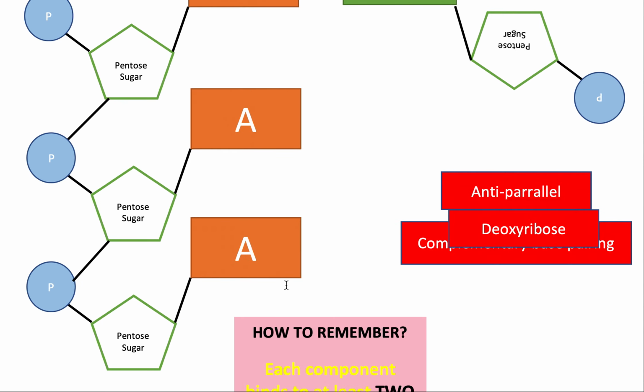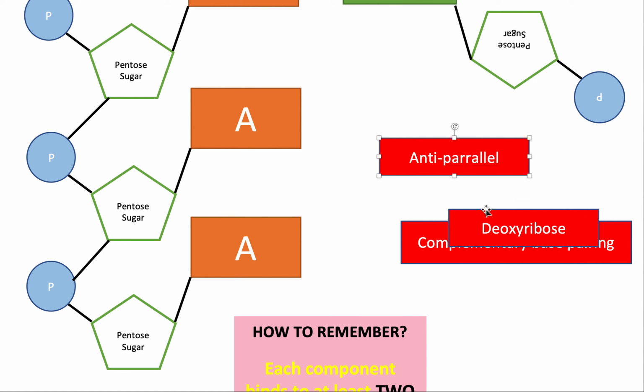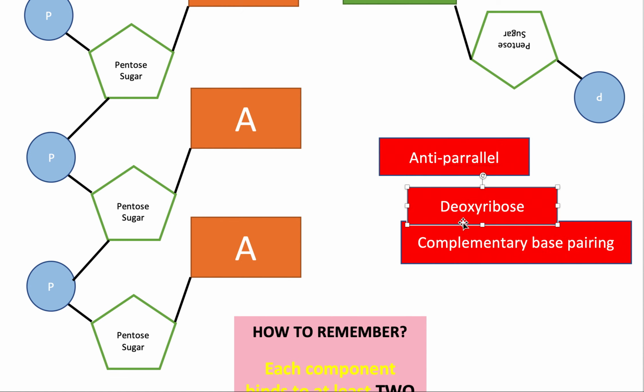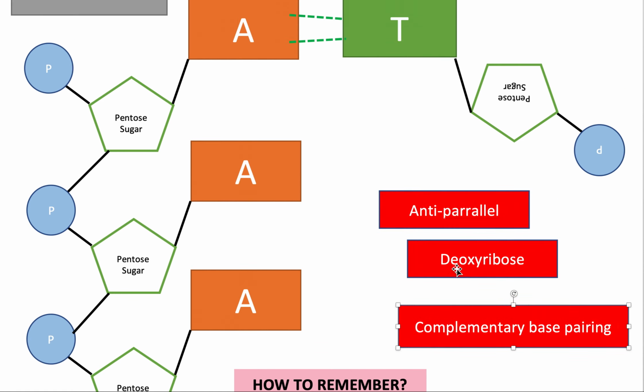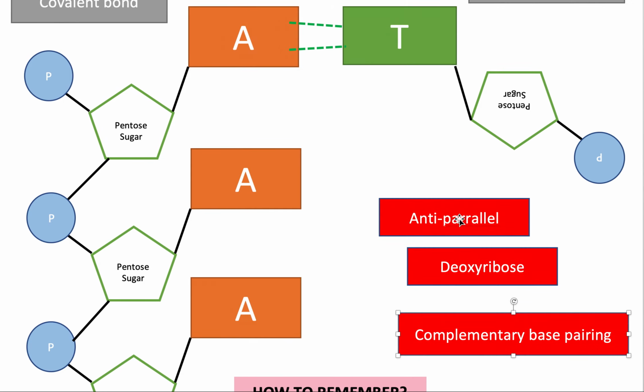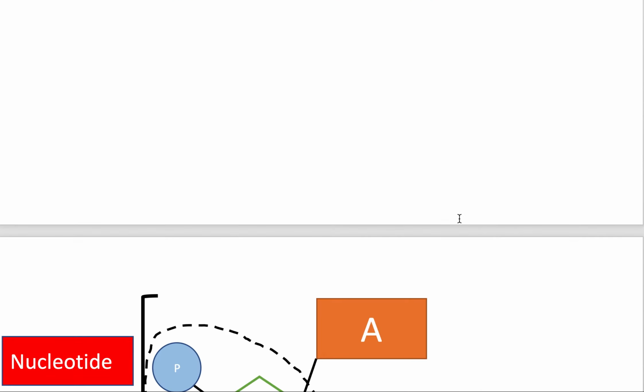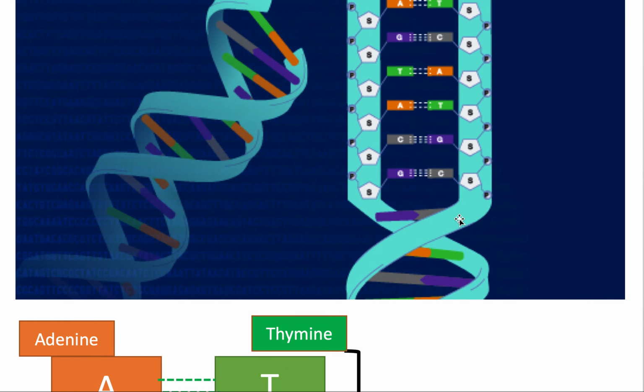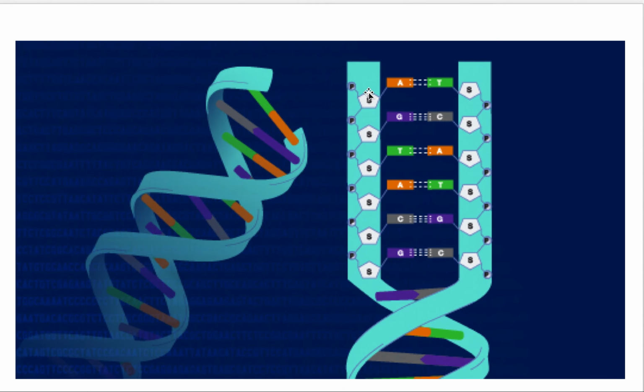Now, very last thing, these 3 words you have to remember: antiparallel, deoxyribose, and complementary base pairing. Antiparallel, I already explained. Antiparallel is the way to describe the fact that the 2 DNA strands, this is one strand and this is one strand, run in opposite directions. One strand runs upwards and the other strand runs downwards. So you can say DNA has antiparallel strands.